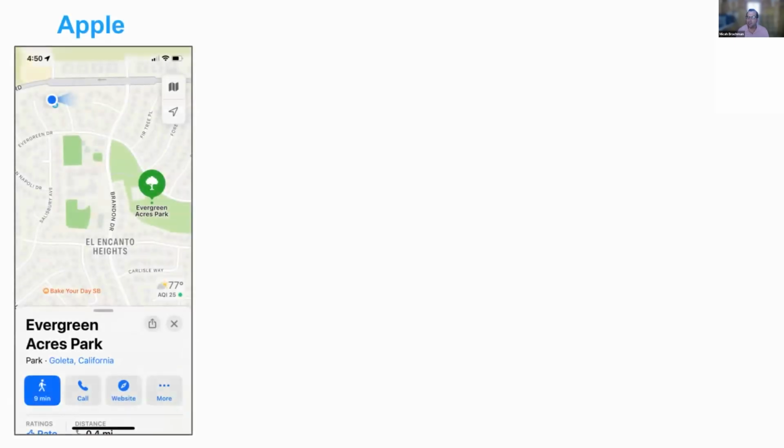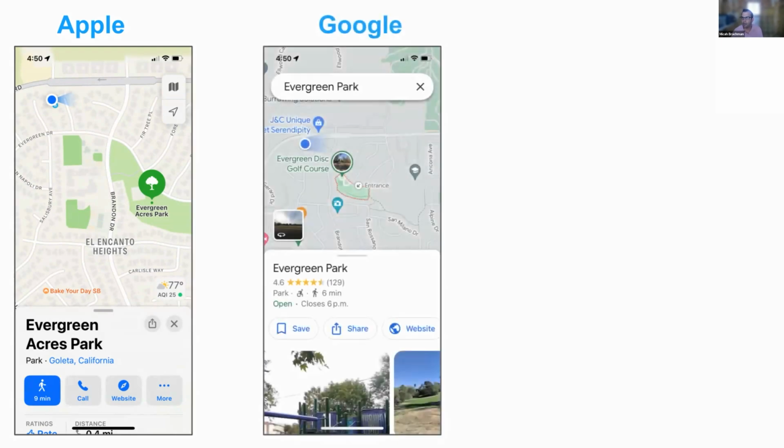Let's start with a really simple example. I've got my Apple Maps pulled up. I'm looking for a lovely park right near my house in beautiful Santa Barbara, California. I like this park a lot. It's got a disc golf course, super nice. I click on a point on the map and here we go, Evergreen Acres Park. So I've got my place name, I can see the boundaries of where this park is, and of course I can share it with a friend if I want to.